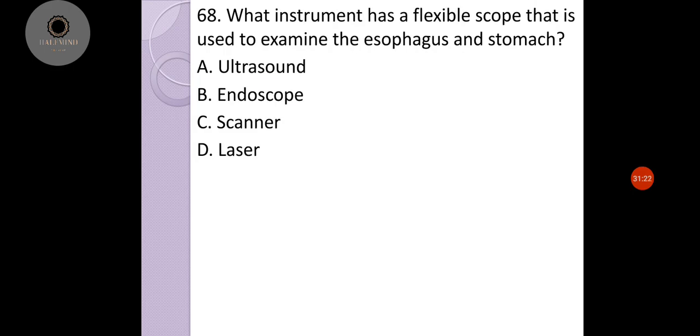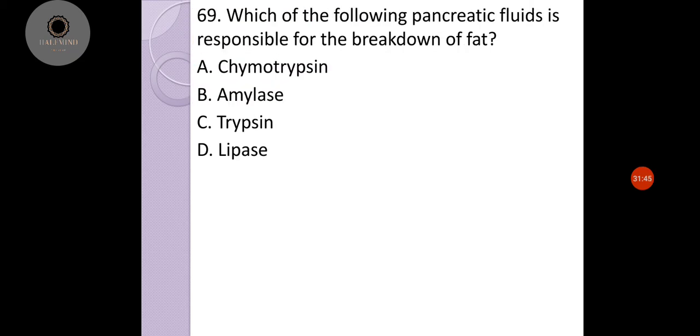68. What instrument has a flexible scope that is used to examine the esophagus and the stomach? So, ini-examine na yung loob ng esophagus and stomach. We have the endo meaning inside, scope, endoscope. Endoscope yung answer dito.